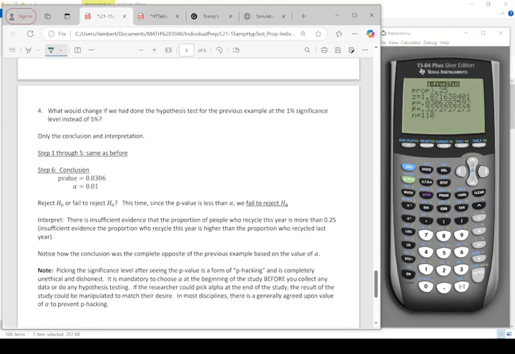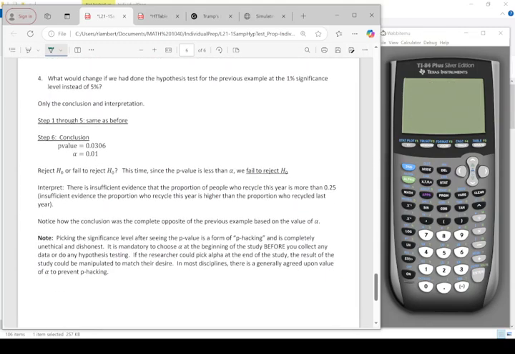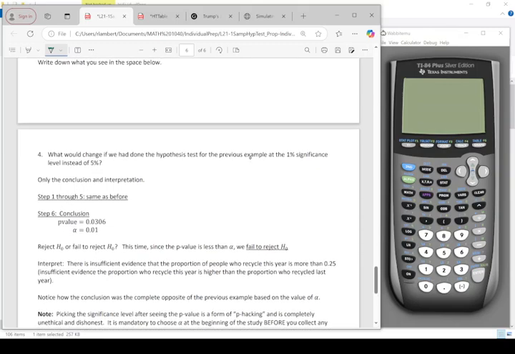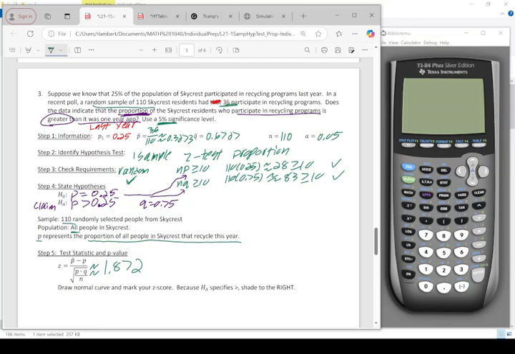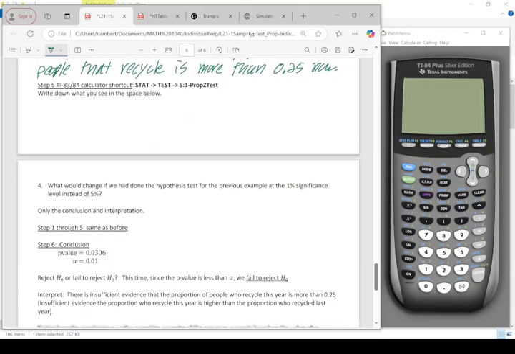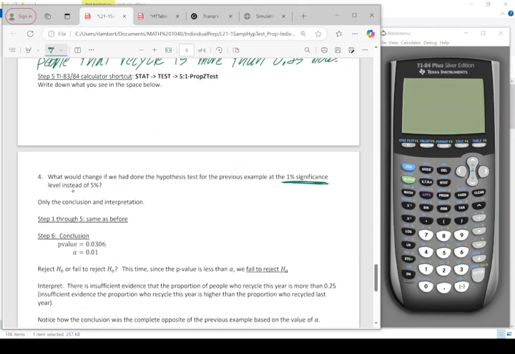All right, we're gonna just jump to this last example and then finish it off. And this is a kind of silly seeming thing, but what if we change the significance level? So we're gonna do the same exact problem that we did, but instead of 5% right here, we're just going to test at 1% instead.